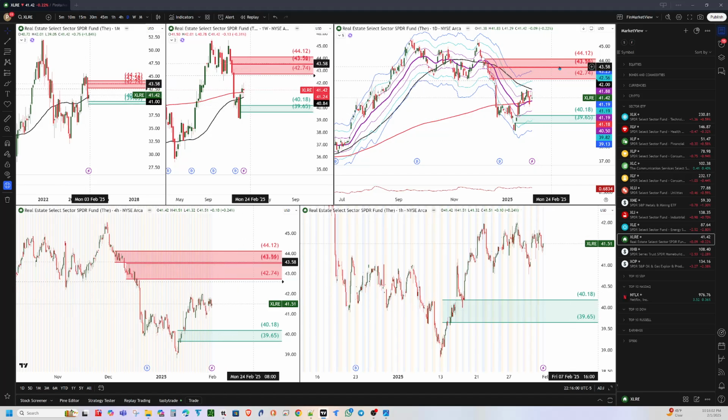a strong resistance area at 40 to 43. That's a target. If you ever have an entry at 40, look for a target at 42 or 44.